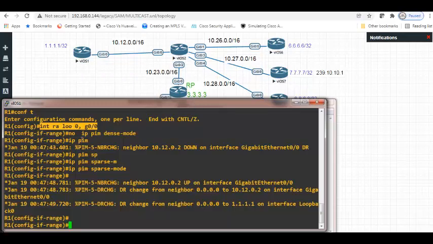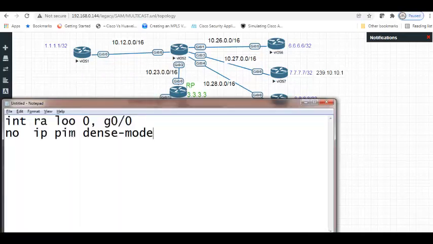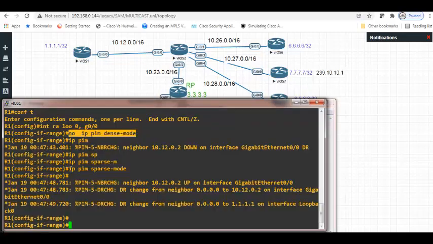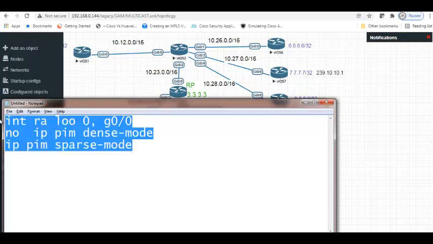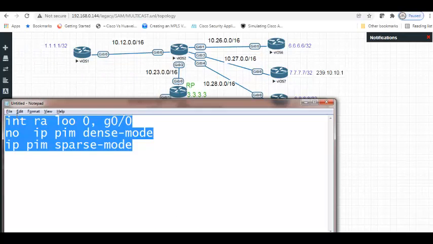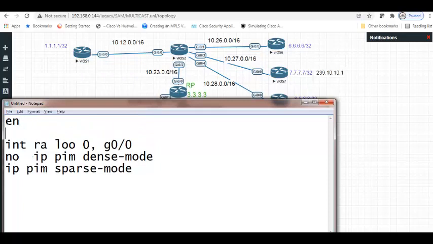Also copy this: no pim dense mode, and then put the sparse mode. Alright, so for router 6 it's the same 2 interfaces, so I'm going to go to router 6 now and paste this. Enable, config t, interface range loopback 0, G0/0, remove the dense mode, put the sparse mode, and save it.